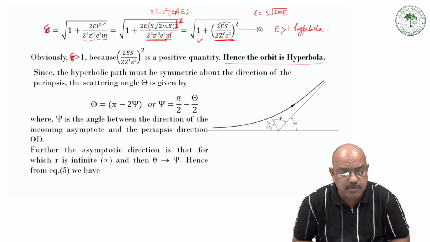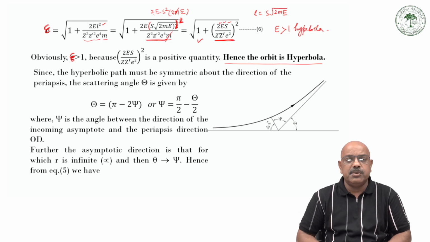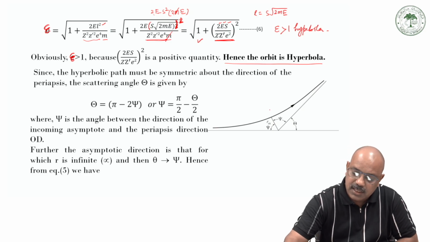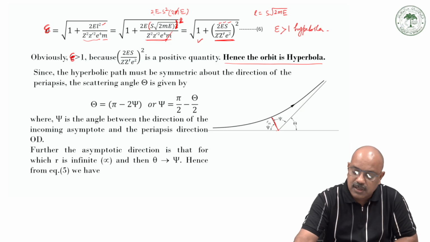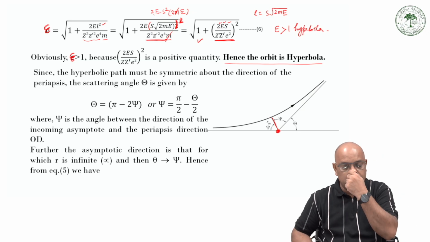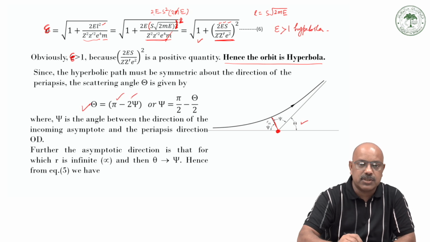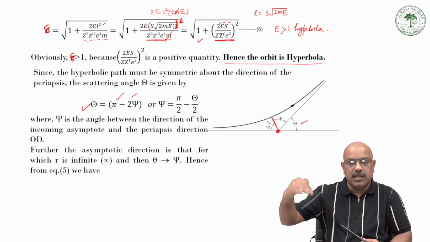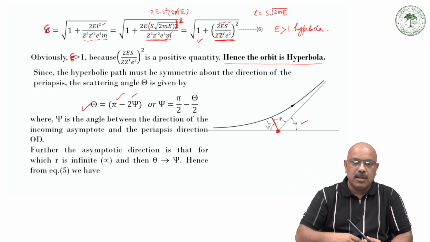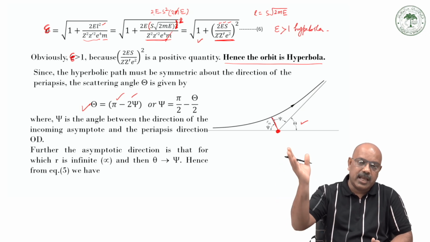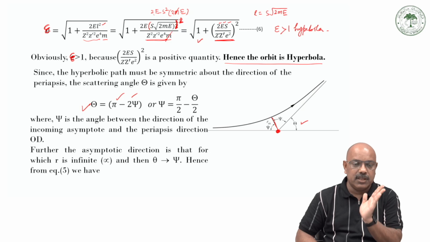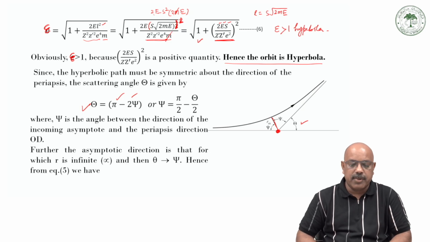Now this hyperbola path must be symmetric about the direction of the periapsis, which we already discussed. This is my periapsis, the closest approach to the center of the force, and the path is symmetric about it. That's why the scattering angle is pi minus 2 psi. Psi is the angle the asymptote makes with the periapsis direction, so psi is pi by 2 minus theta. We already discussed this.